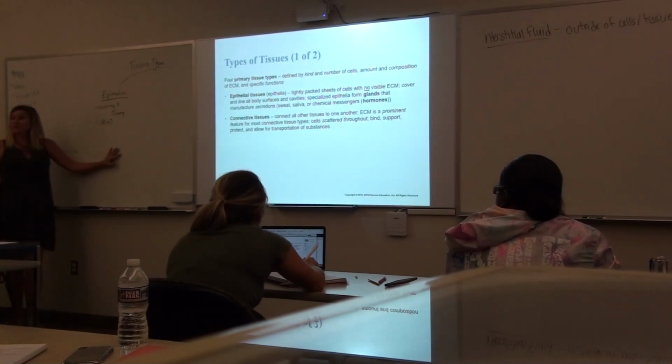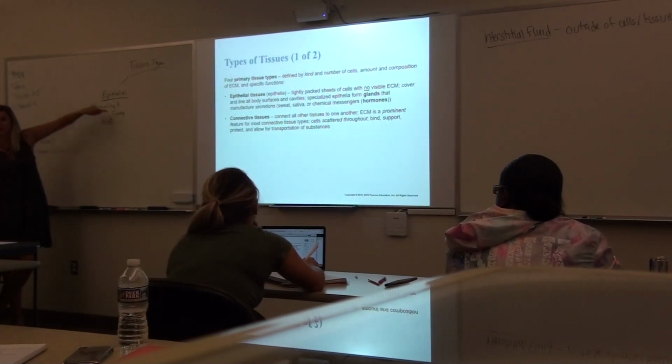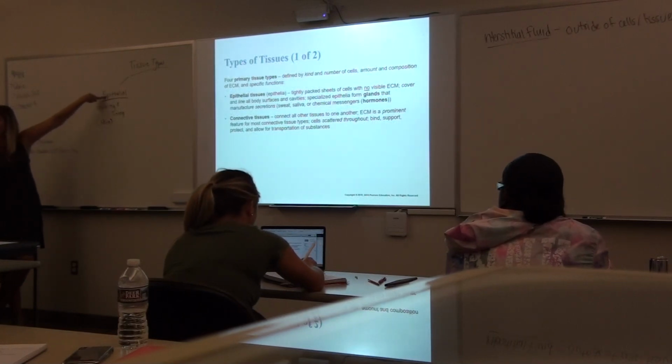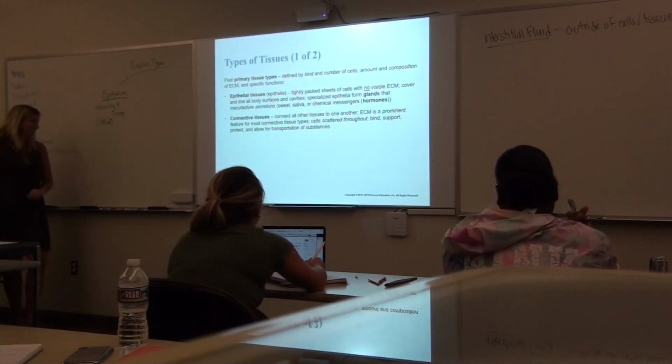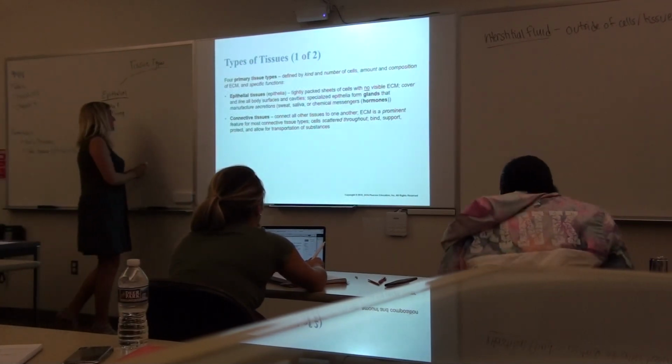We talked about serous membranes already, right? Parietal pericardium, the peritoneum. Guess what those are made of? Epithelial tissue, right? It's a covering. Coverings and linings. So those serous membranes are epithelial tissues. All right. We also have connective tissues.